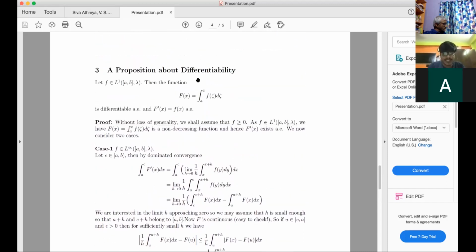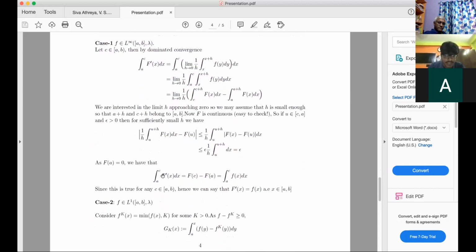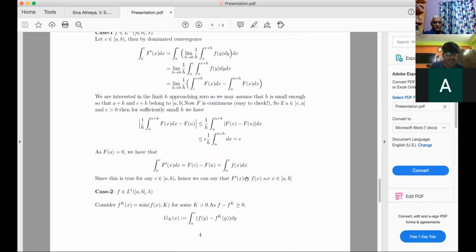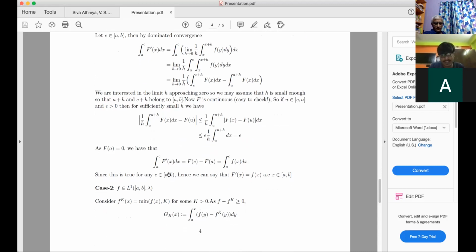Observe that by the definition of F(x), F(a) is basically equal to 0. So from these equations and the fact that F(a) is equal to 0, we get that the integral from a to c of F'(x) is basically F(c) minus F(a). As this thing is 0, this is equal to F(c), which is the integral from a to c of f(x) dx, from the definition. And as this is true for any c lying in the closed interval [a, b], you can say that F'(x) is equal to f(x) almost everywhere for x lying in [a, b].